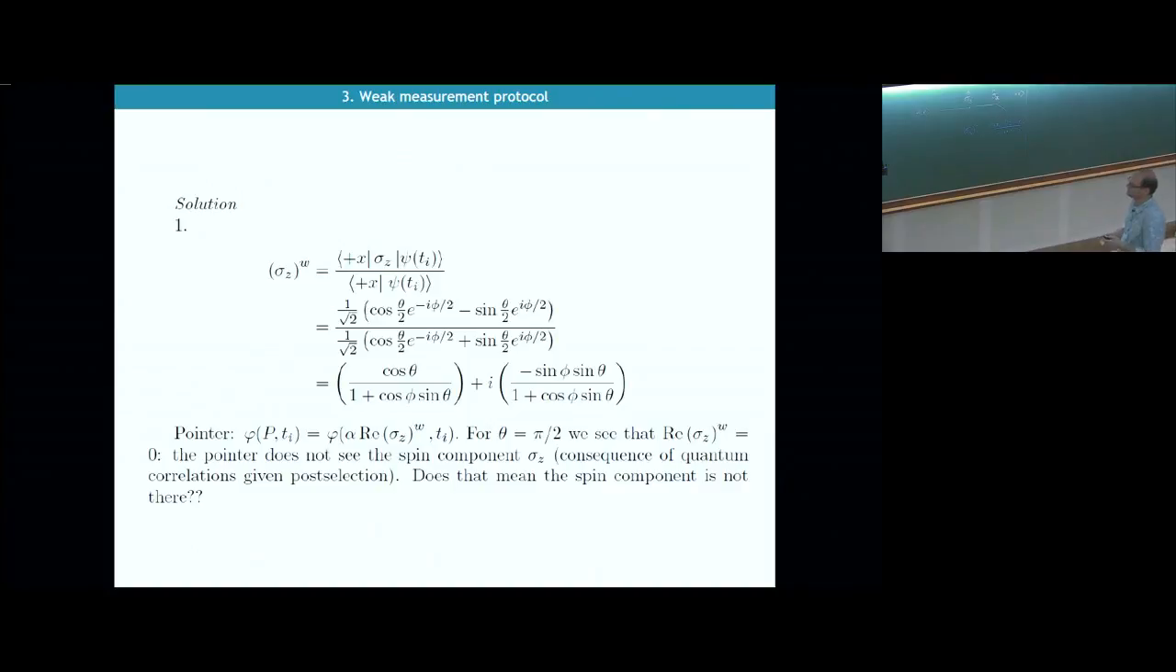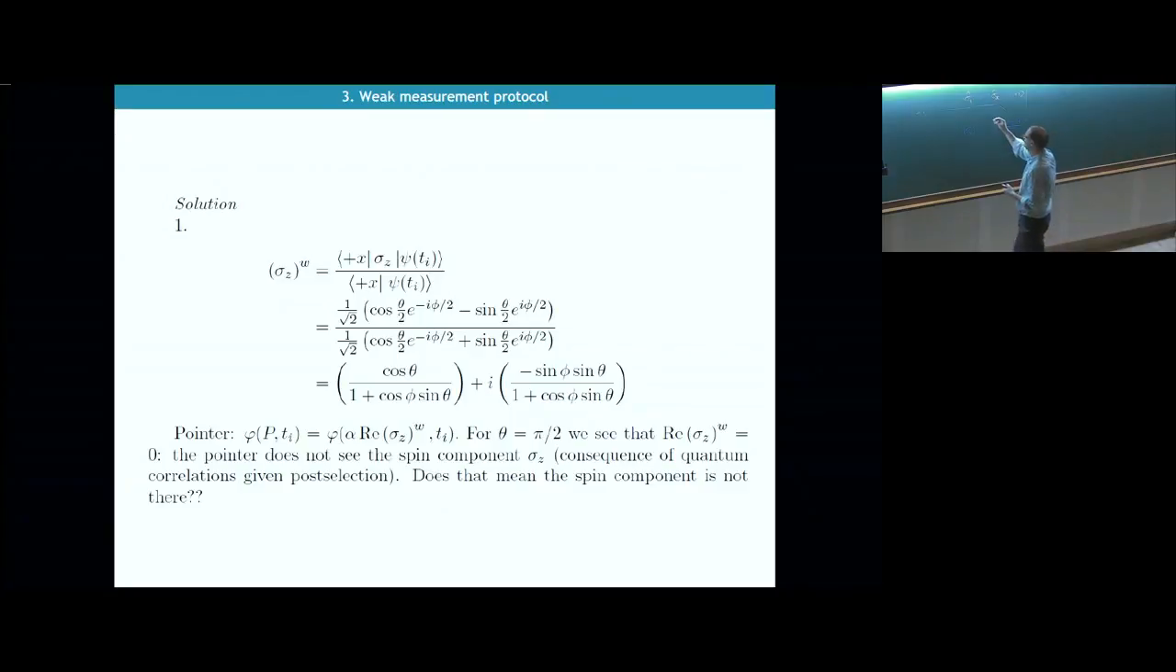Okay, so now the question is what happens to the pointer, and the pointer will move according to the real part of the weak value. And so what happens when theta is equal to pi over 2? What happens to the real value? Well, of course, it vanishes, right?